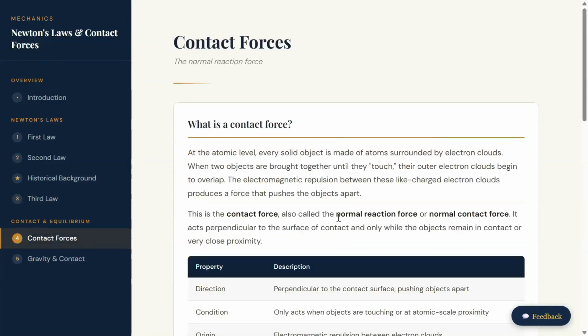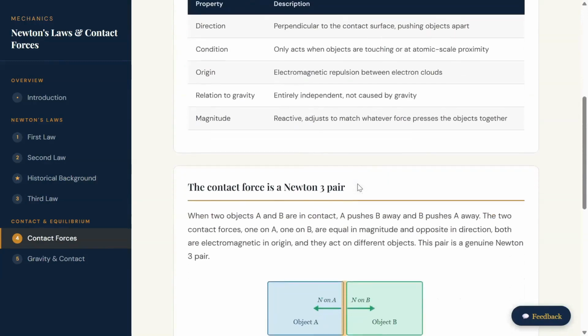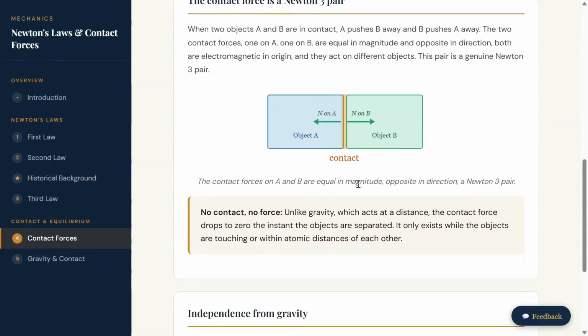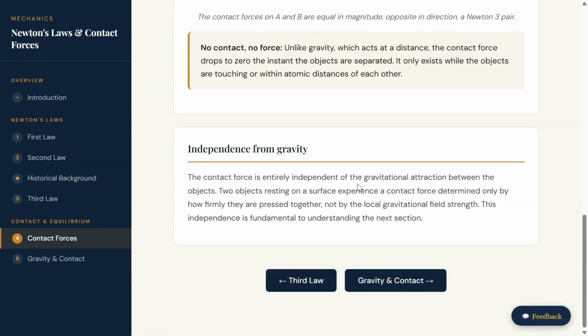Separately, there's a section on contact forces and where they come from, and recognising that the contact force is actually a Newton 3 pair, but the contact force is independent from gravity.